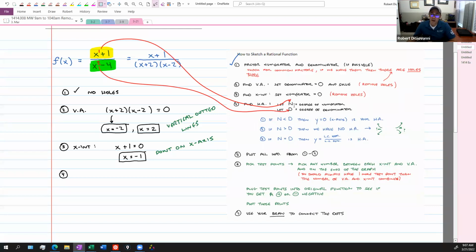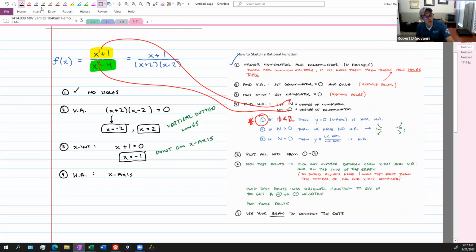What we do is compare them and ask: is the numerator less than the denominator? Is the numerator greater than the denominator? Or are they the same? In this case, the degree of the numerator is smaller than the denominator, so 1 is less than 2. So we are in this case right here, which means the x-axis is our horizontal asymptote.